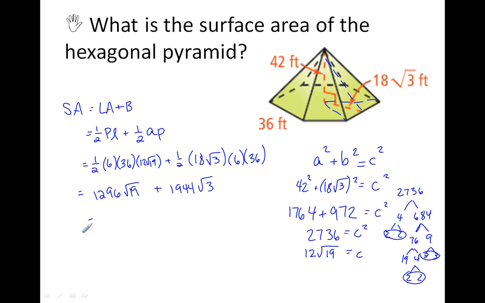Now we put this into our calculator, round to the nearest hundredth. We get 9,016 and 24 hundredths. Our unit was feet, so our answer is in square feet. Okay.